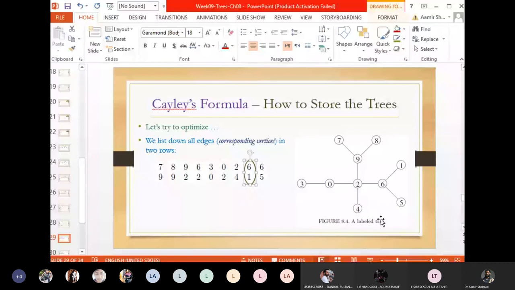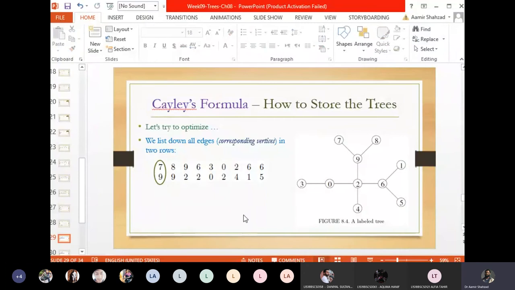In one row, one end of the edge comes, and in the other row, the other node of the edge comes. So how many numbers have we stored? N minus 1 times 2. We have n minus 1 edges, each edge has two nodes, so we store n minus 1 times 2.